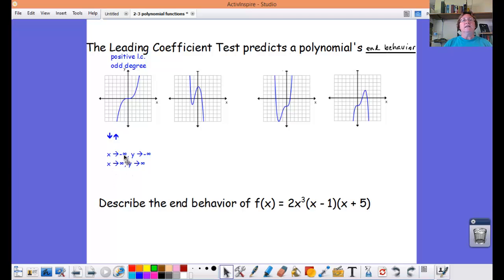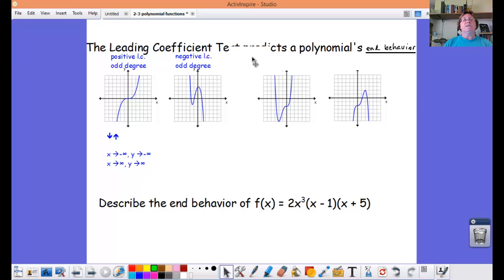As x goes to negative infinity, which means it gets really small, y goes to negative infinity. As x goes to positive infinity, when x is getting big, y goes to positive infinity, also big. Okay? Down, up, down, up.